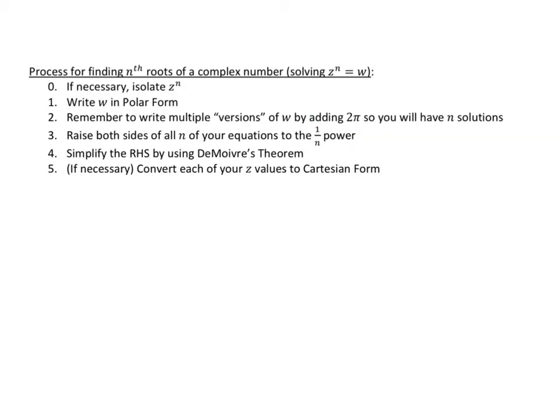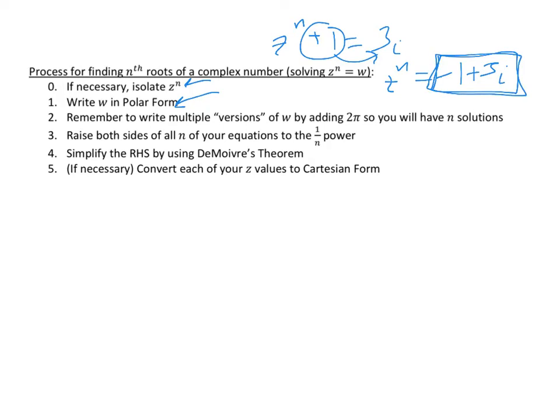As promised, I will now go through what that formal process is. We just saw it, but first, if necessary, you isolate the z to the n. If you have something like z to the nth power plus 1 equals 3i, your first step needs to be to move that over, to get z to the n equals negative 1 plus 3i. We'll see an example of that later, but just make sure that you've got that alone. Your next step is to take this number over here and write it in polar form, whether you do that with a calculator or without, in the form r cis theta.